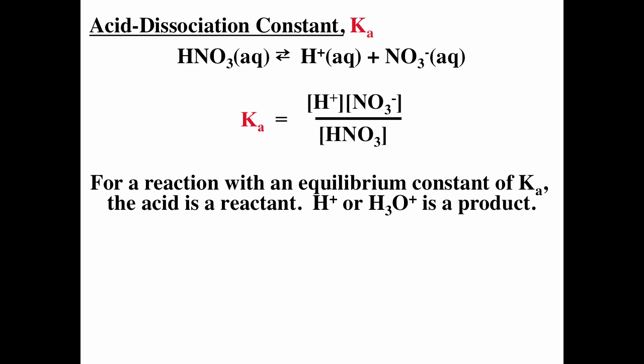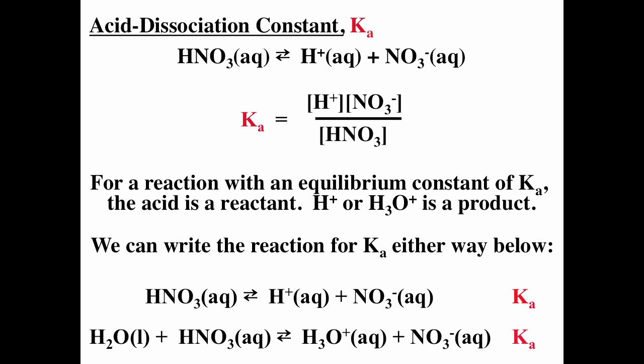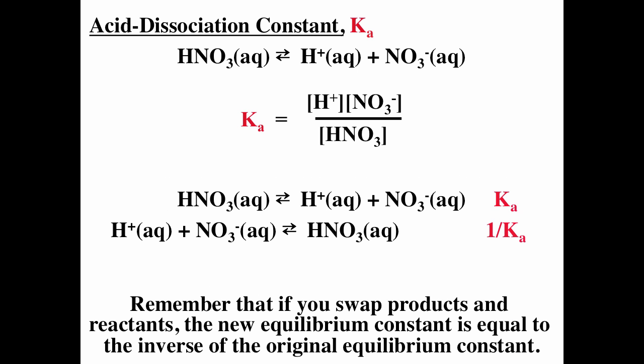And so we also have the acid dissociation constant. So we have the little subscript a. And so you're going from acid to hydrogen ions plus anion. You could also have hydronium ions. Remember, hydrogen ions and hydronium ions are the same thing. And so for Ka, you always look for hydrogen ions or hydronium ions. We can actually write down the Ka reaction one of two ways, either the acid breaking apart into hydrogen ions plus the anion, or water plus the acid going to hydronium ion plus the anion. Now again, if we switch it, so we write the products as reactants and reactants as products, we have to take the inverse, and so that second reaction has an equilibrium constant of 1 over Ka.